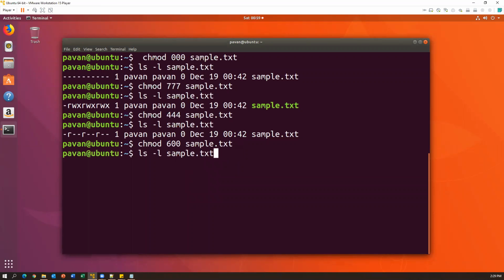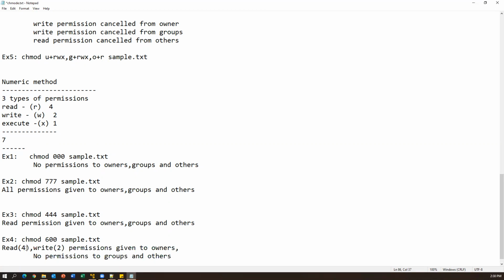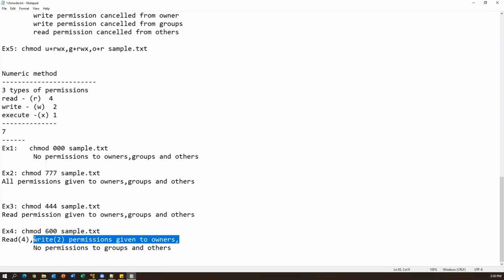So it is executed. Now let me list this file. Observe this: I have given read and write permissions to the owner. So read and write permissions are there for the owner, but for the group and others there are no permissions, because I gave 0 and 0. What this command does is: 6 is read, 4, plus write, 2. So 4 plus 2 gives read and write permissions to the owner, but no permissions to the group and others. So this is one more example.